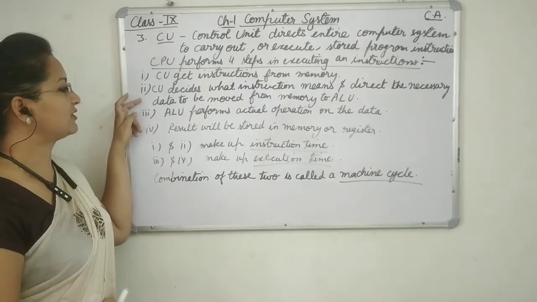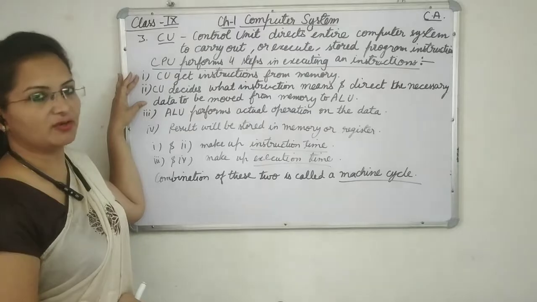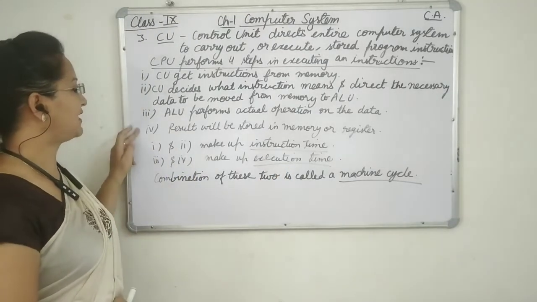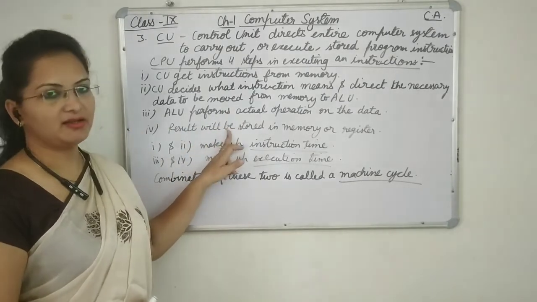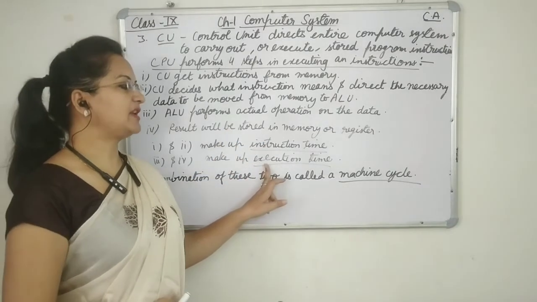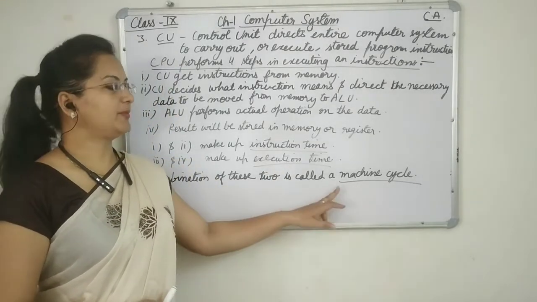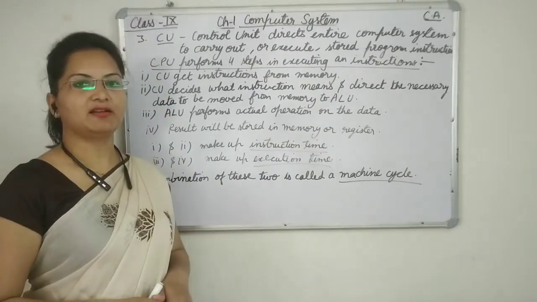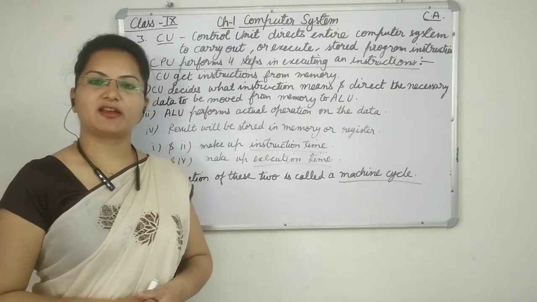The first 2 steps make up the instruction time. The last 2 steps will make up the execution time. Both are executing the instruction. So the combination of these 2, that means instruction time and execution time, is known as a machine cycle. That means the process required to execute one instruction. After this, the next machine cycle will be carried out for another instruction. Students, I hope you understood this.